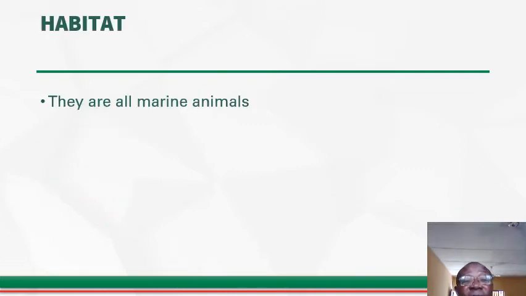They are mostly found in marine environments, and that's why we call them marine animals. So the members of Cnidaria are marine animals.